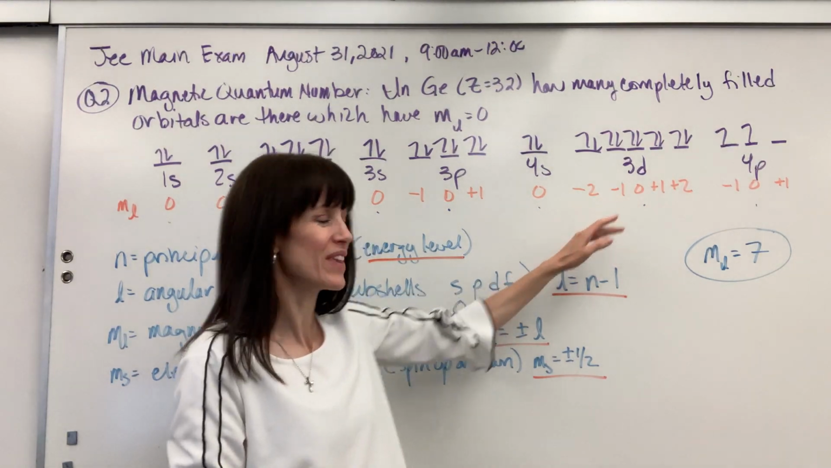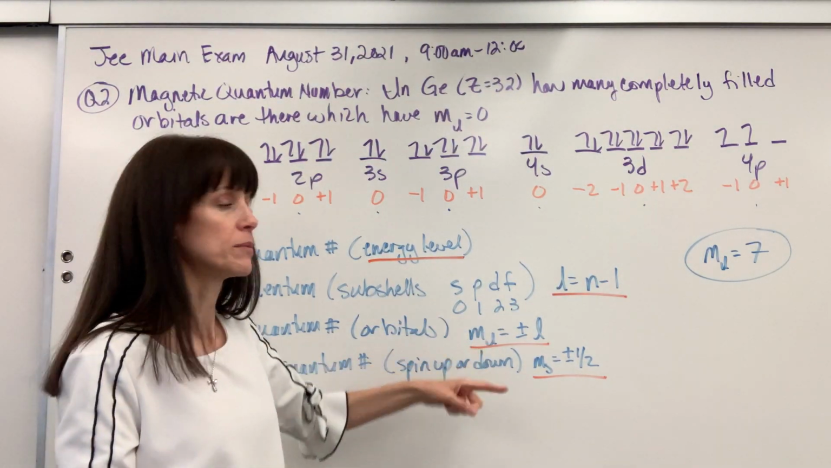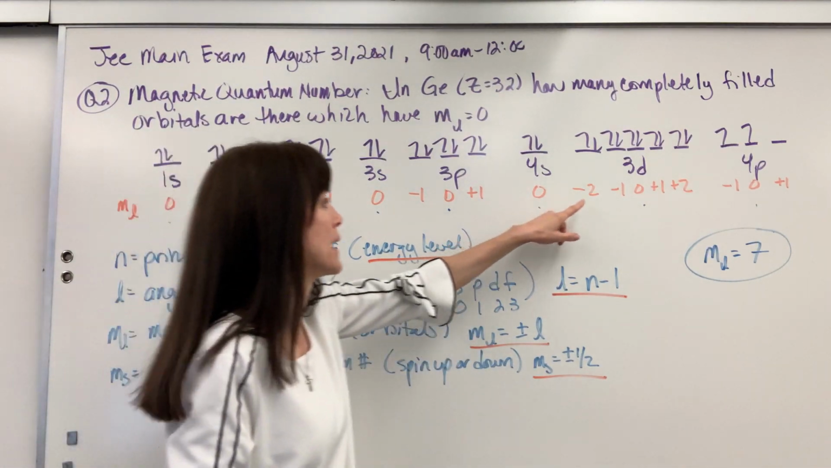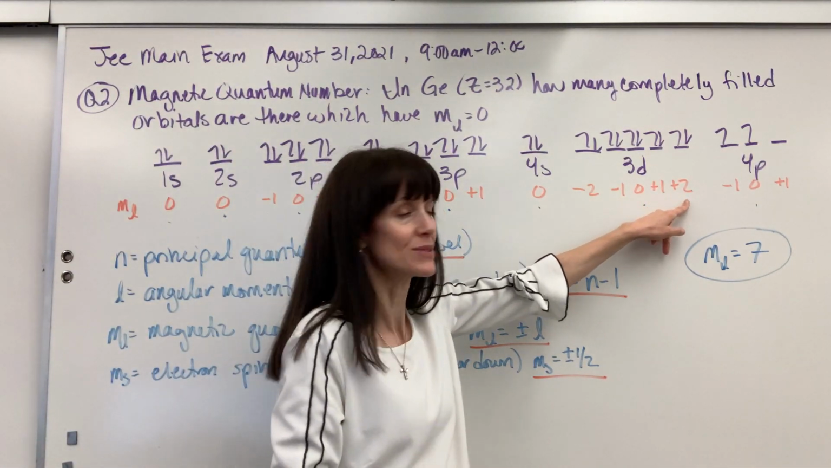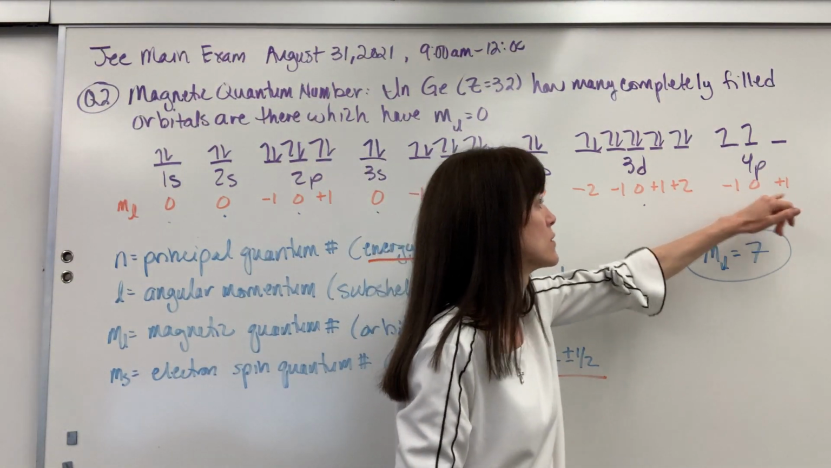Ooh, look at our D. So our D subshell, it's 2. So m sub L will be plus or minus 2. Minus 2, minus 1, 0, plus 1, plus 2. Nice. And then over here, we have our P, minus 1, 0, plus 1.